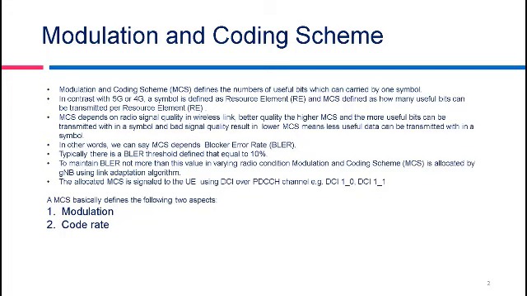In 5G we have DCI 1_0 and 1_1, which are used for MCS signaling. An MCS basically defines two properties. The first property is modulation and the second property is code rate. So let's discuss modulation and code rate in the next slide.